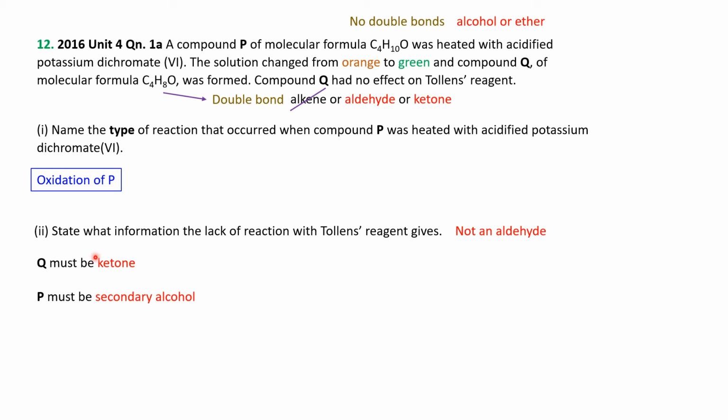And if Q is a ketone, the way that you get a ketone via oxidation is you oxidize a secondary alcohol, so P must be a secondary alcohol.